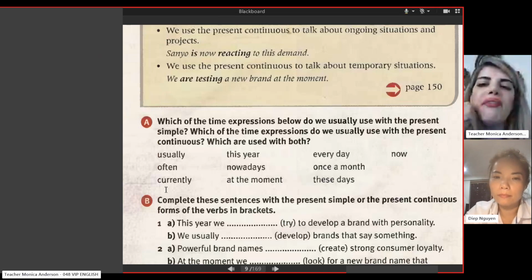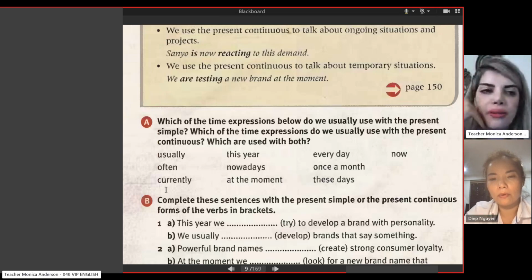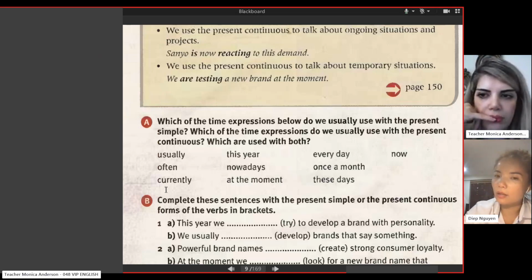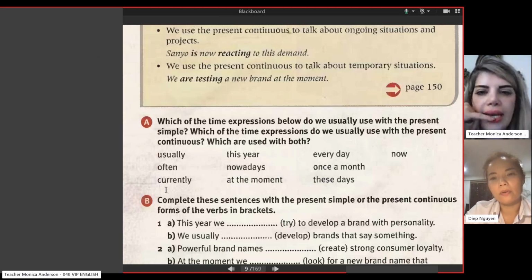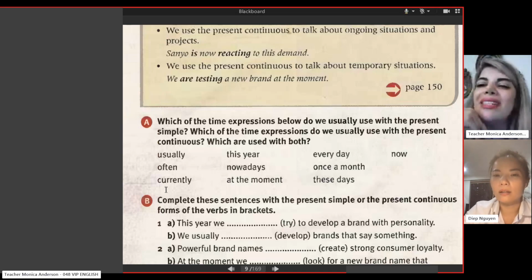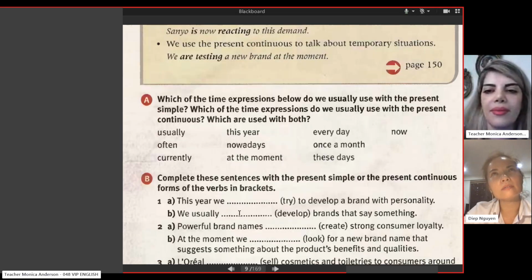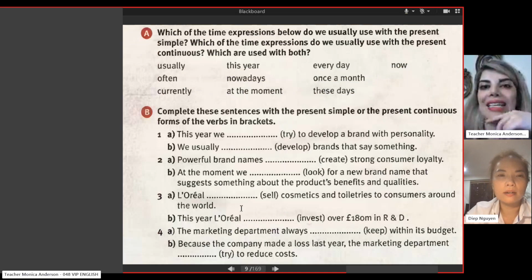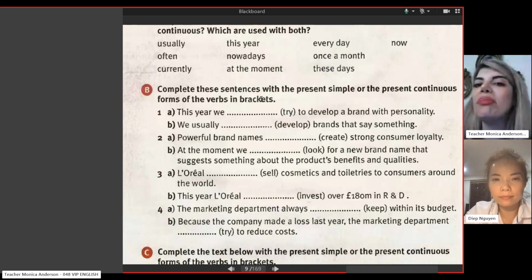So both of them. Every day, everyday simple. Once a month. I do exercise once a month. Simple. Very good. And these days is continuous. Both of them can be used for both of them. And now, now continuous. Excellent. That's it. Well, now let's complete these sentences with the present simple or continuous.